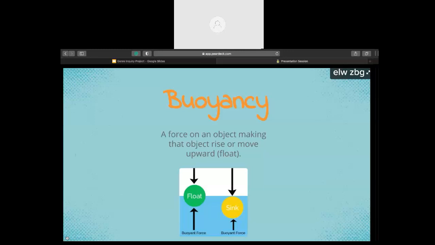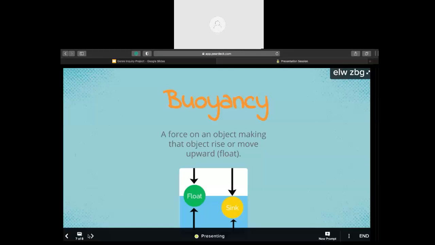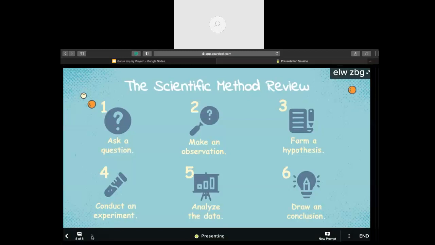Who can remember what the first step of the scientific method is? Go ahead and shout it out. Anyone can just shout out an answer. What's our first step? Question? Yeah. Actually, is it a question? Let's find out. Ask a question. Good job.